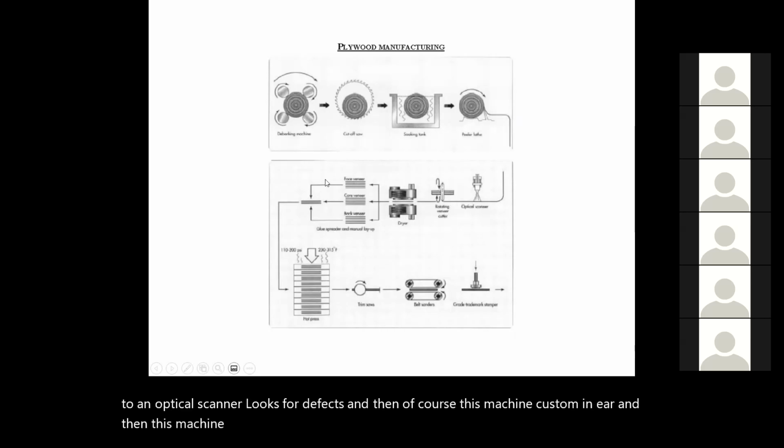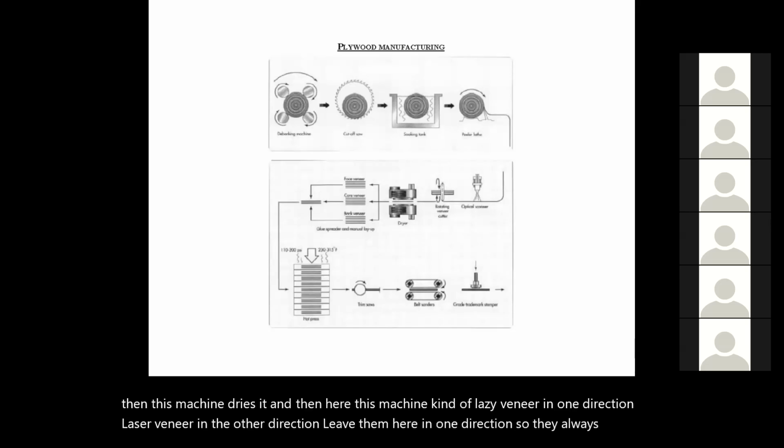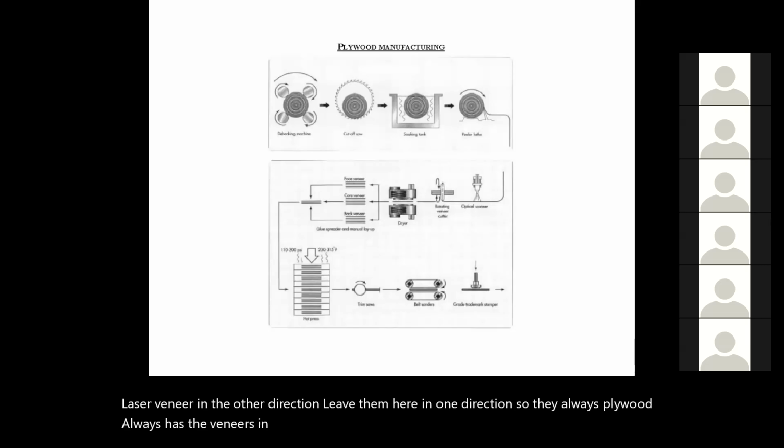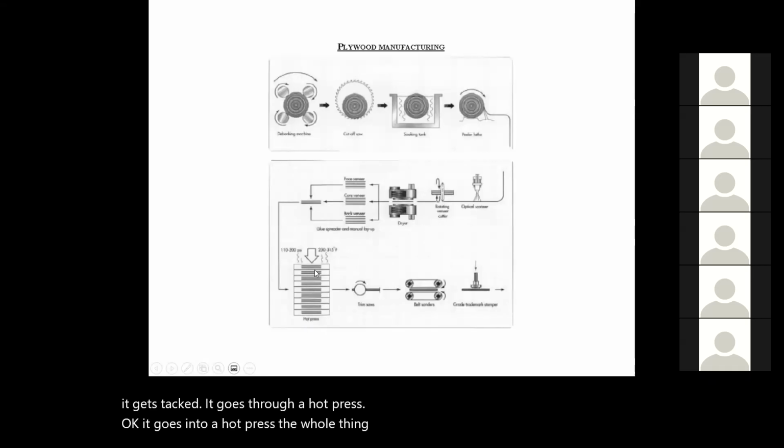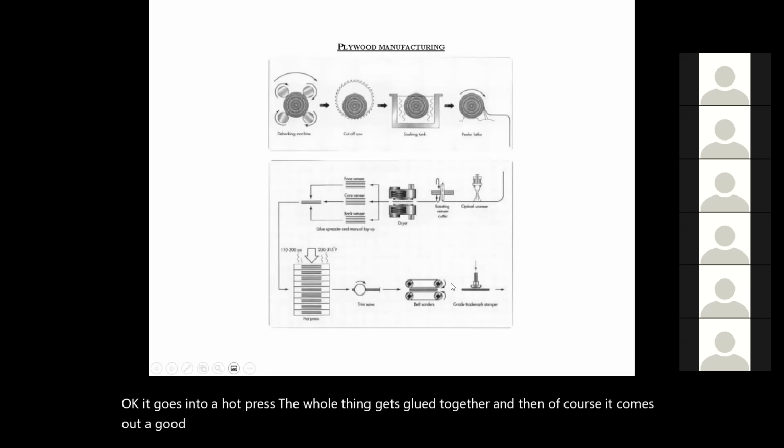And then here, this machine lays the veneer in one direction, then lays the veneer in the other direction, then in one direction again. So plywood always has the veneers at 90 degrees to each other. After that, it gets stacked and goes into a hot press, and the whole thing gets glued together. Then it comes out, gets sawed to the right size, and gets sanded.